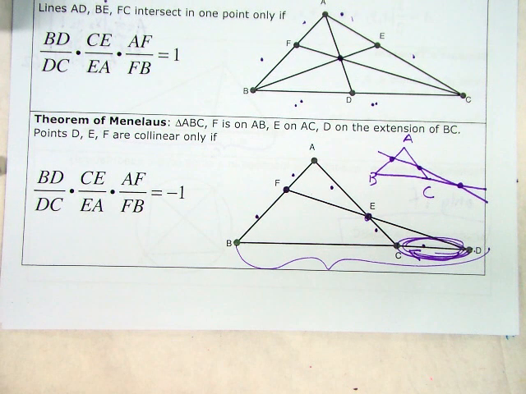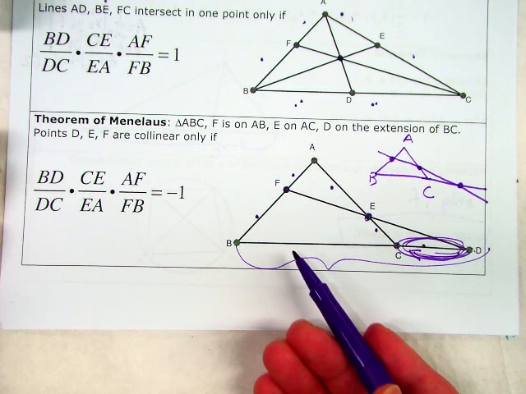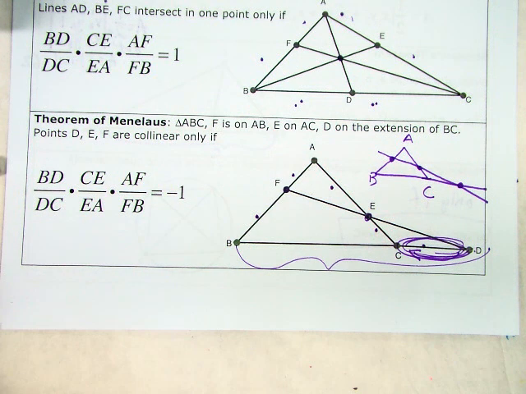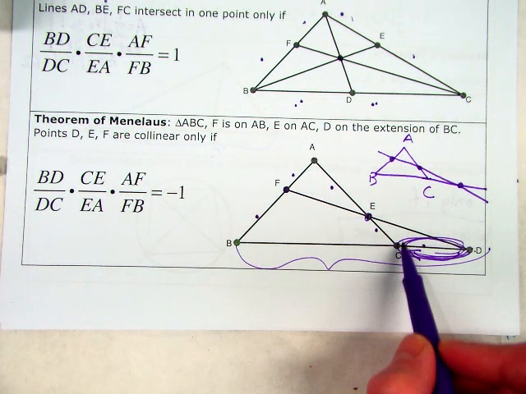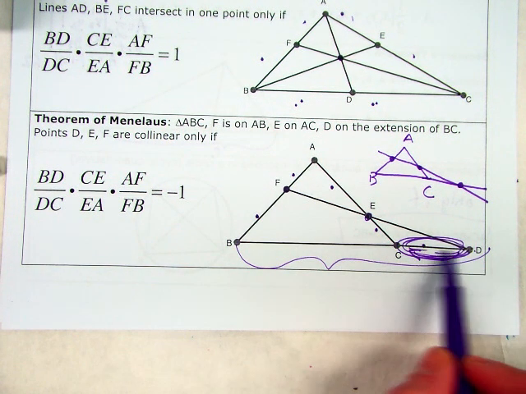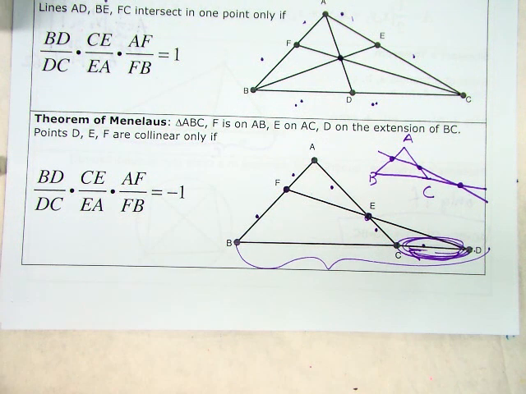Again, how are you going to use this? Right now it seems kind of like, what's the point? When you see a problem like this, with a triangle and a line extending on the outside here, you probably should be applying Menelaus' theorem. Are we okay? All right, let's see if we can do some practice.